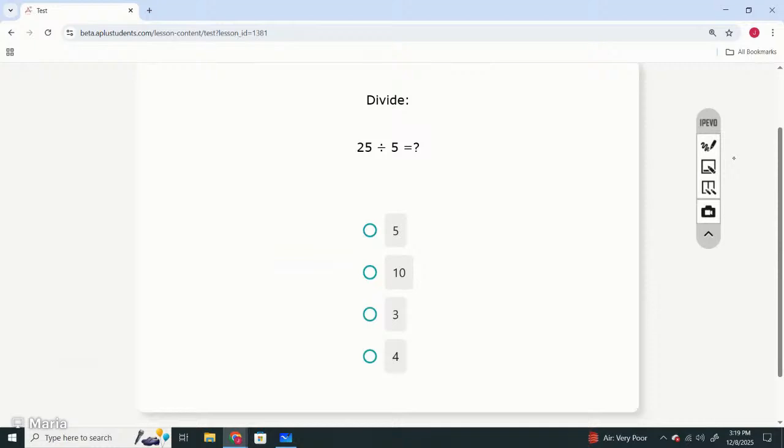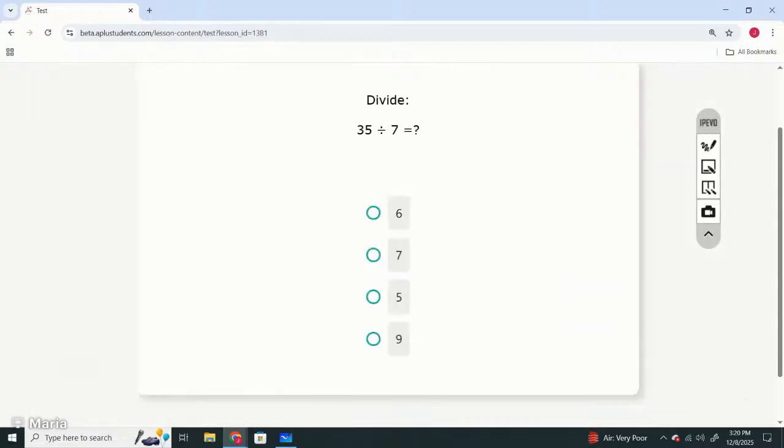25 divided by 5, which is the correct option? We need to count a table of 5 until 25. So which is the correct option? 25 divided by 5 is 5. 5 times 5 is 25. So that is 5.